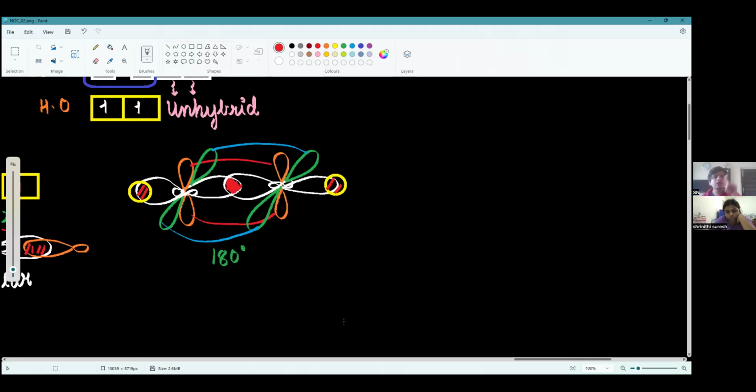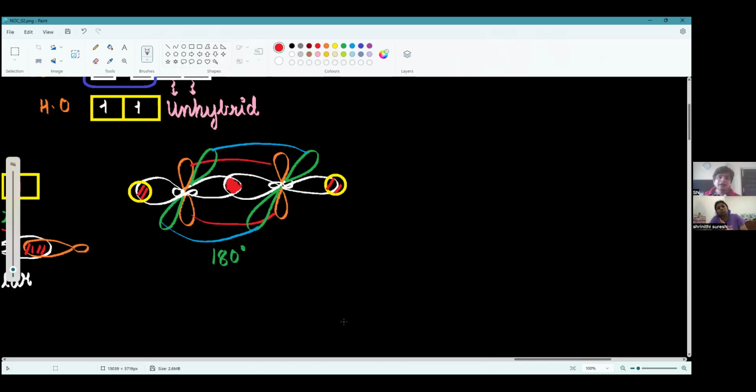The first bond, that is the red bond, in our diagram, will be a sigma bond because it is obtained by head-on overlapping, axial overlapping. Whereas the two other bonds, that is the orange color orbital bonds and the green color orbital bonds, are pi bonds because they are formed by lateral overlapping.